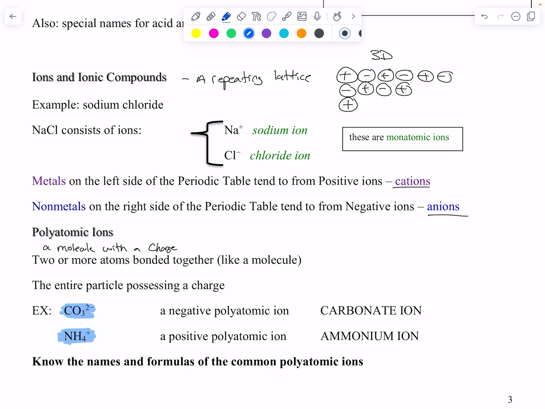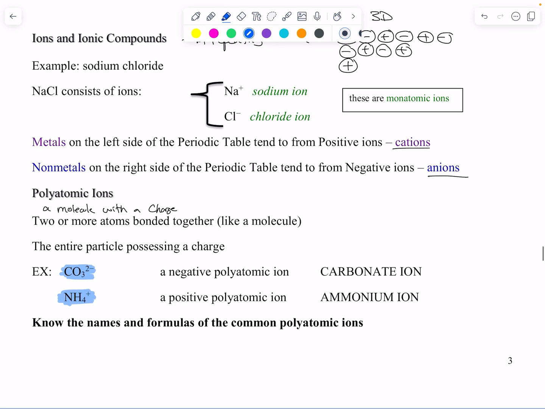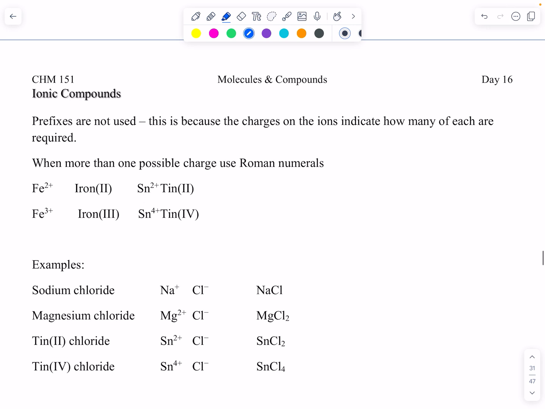So we need to know the names and the formulas of the polyatomic ions. Otherwise, this becomes very difficult. Naming and taking these names and making the chemical formulas to balance chemical equations is the fundamental foundation of chemistry, and that's why it's so important. When we talk about ionic compounds, we don't use prefixes. The reason we don't use prefixes is because the charges tell us how many we need, because they need to be neutral.